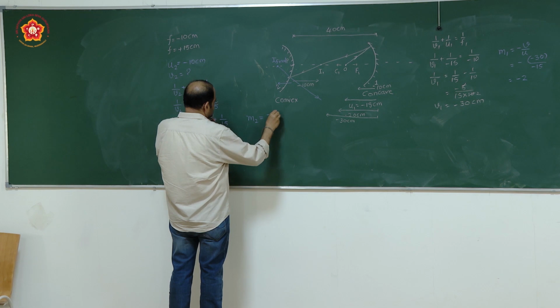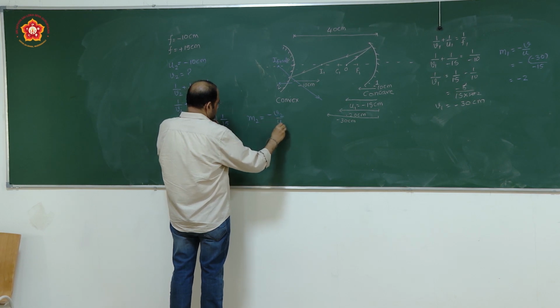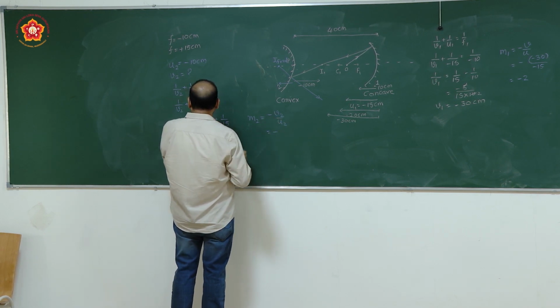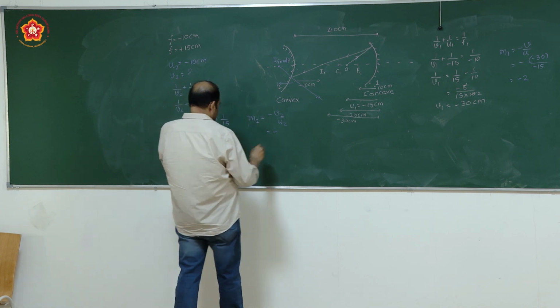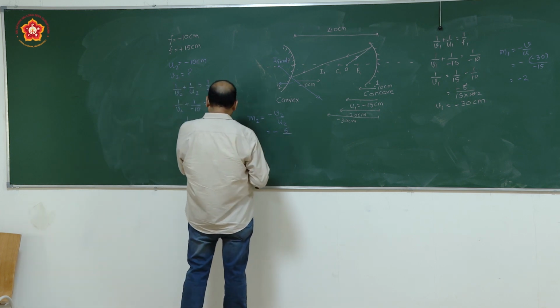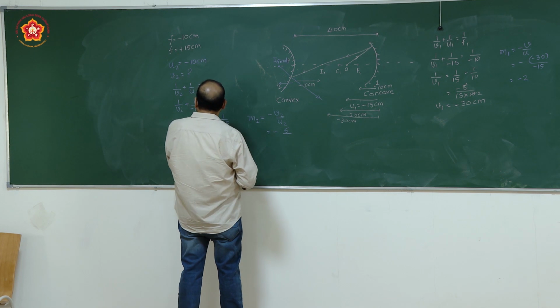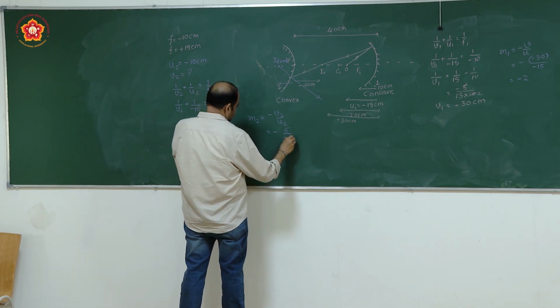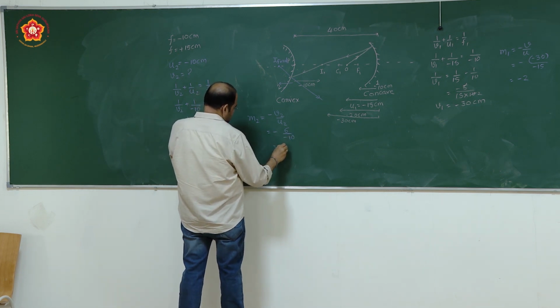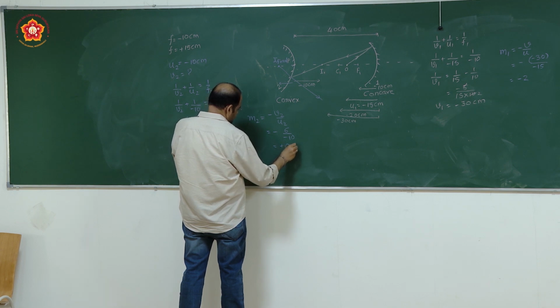The second magnification for this particular part will be taken as M2, and the value of M2 will be minus of V2 upon U2. So you will be having minus of V2 का value कितना आ रहा है? 6 centimeter आ रहा है. U2 का value कितना है? U2 का value minus 10 है. So you will be having this as plus 0.6.